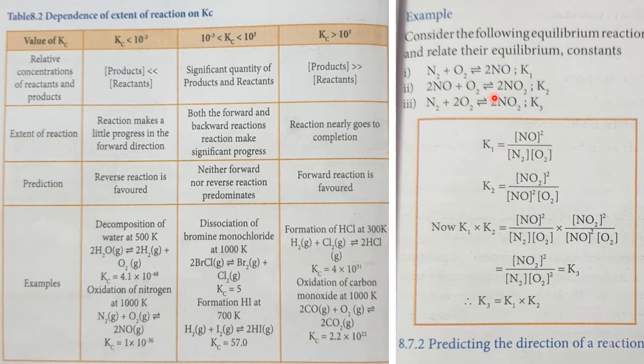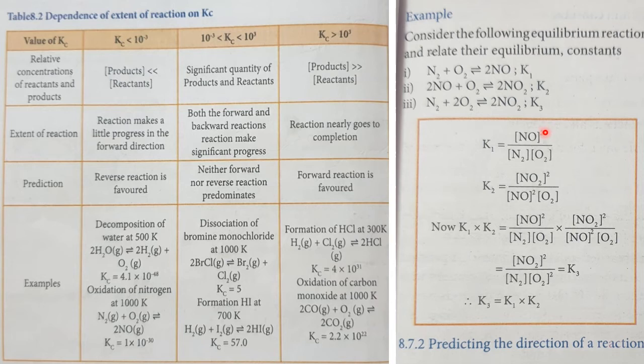So for the first equation, can we write the K1 value? K1 is equal to, what are the products here? Only NO, one product, with 2 moles, so NO the whole squared. Then the reactants are N2 into O2 concentration. Next, how to write K2? K2 is equal to NO2 the whole squared divided by NO squared into O2. Then if we multiply K1 and K2, what will be the equation?